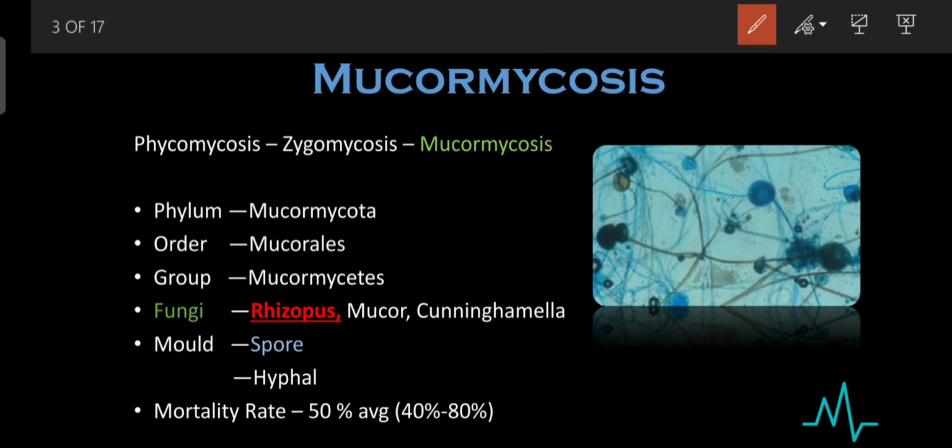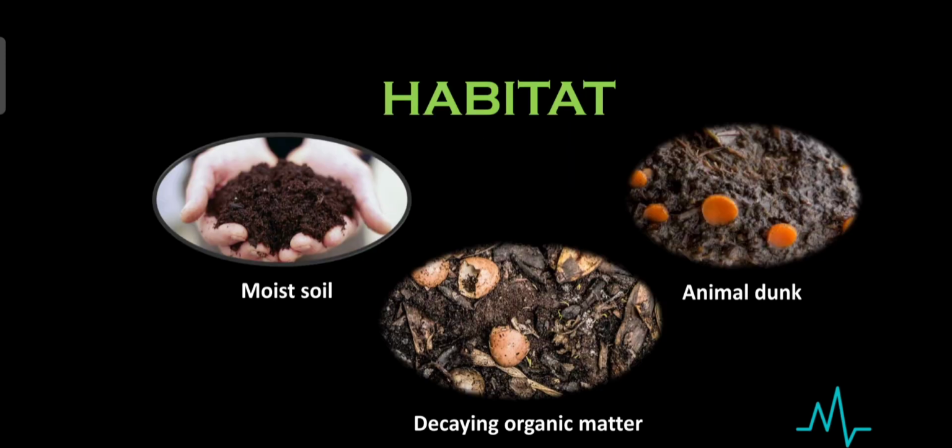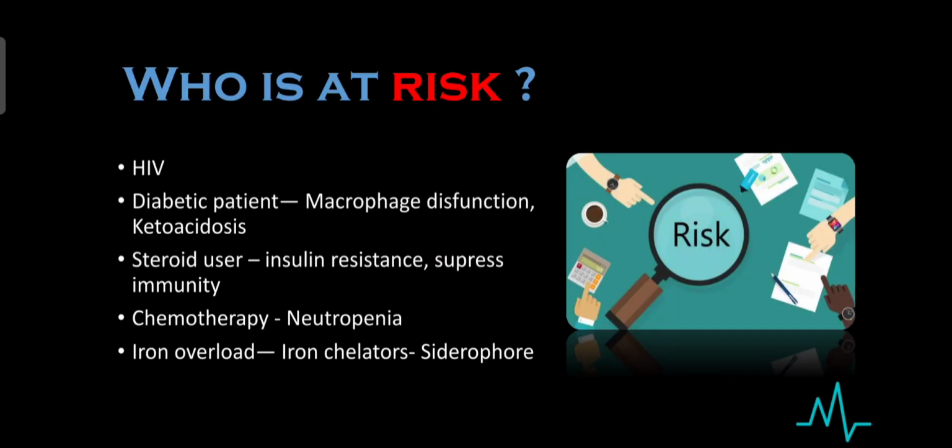Moving forward, what are the habitats, the places where we can find this particular fungus? There are several places, but the three places which are favorites of this fungus are moist soil, animal dung, and decaying organic matter, right? So these are the habitats where we can find this fungus.